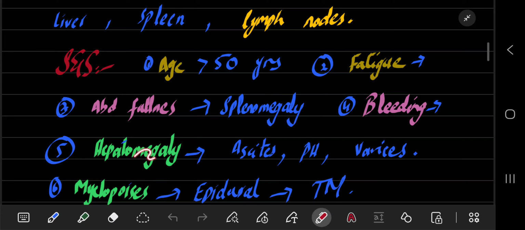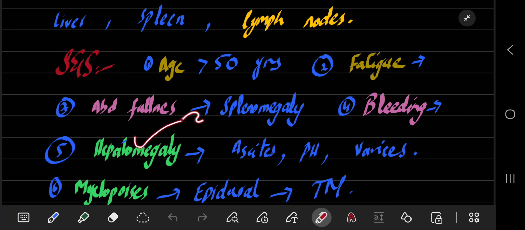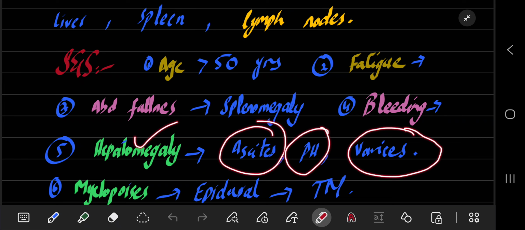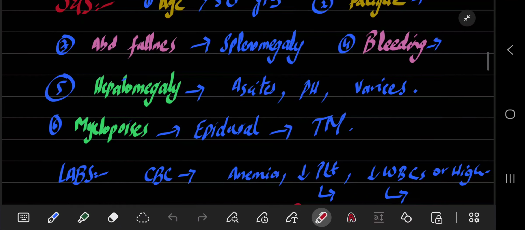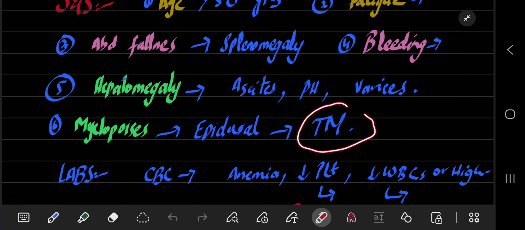The patient also has bleeding due to low platelets because bone marrow is fibrosed and unable to produce the platelets now. There may be hepatomegaly, also due to extramedullary hematopoiesis, and the complications of this are ascites, portal hypertension and development of esophageal varices that bleed. There may be myelopoiesis in the epidural space, and this leads to development of transverse myelitis, a condition mostly characterized by paraplegia, spastic paraplegia.